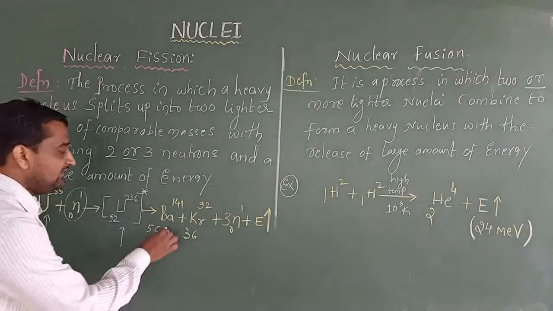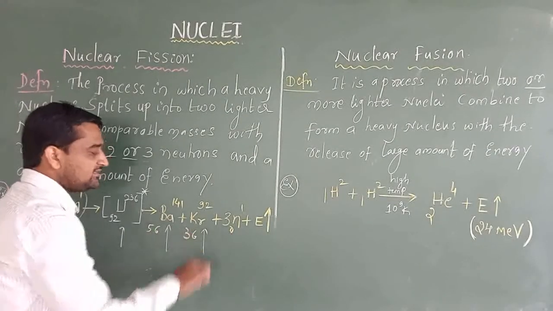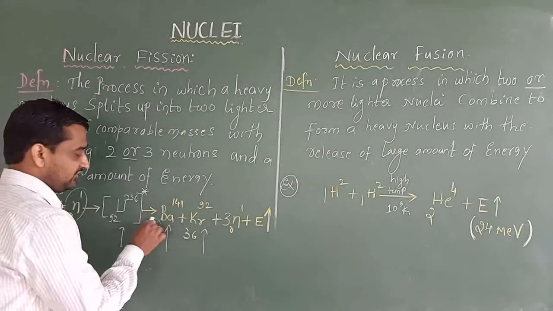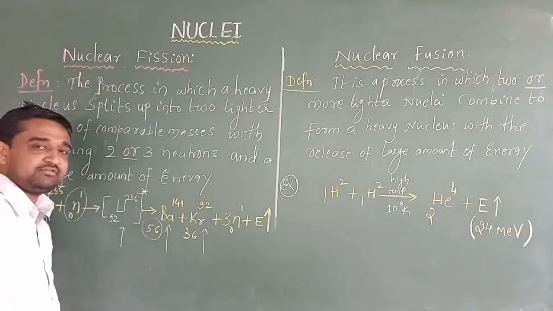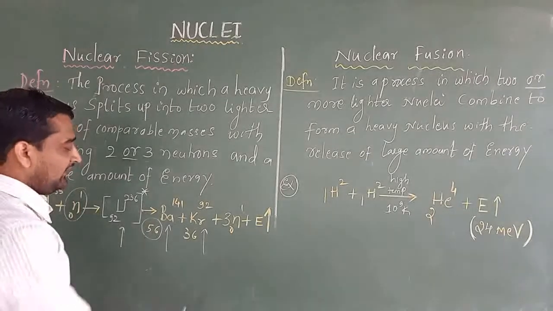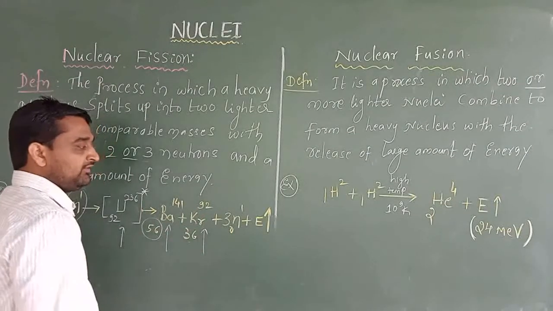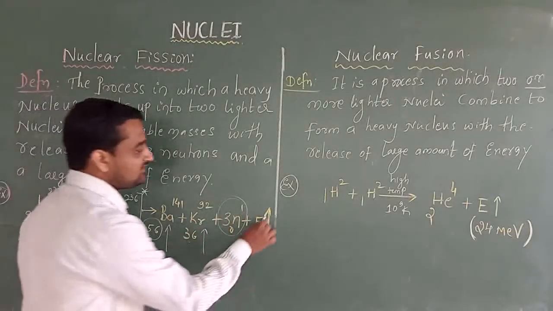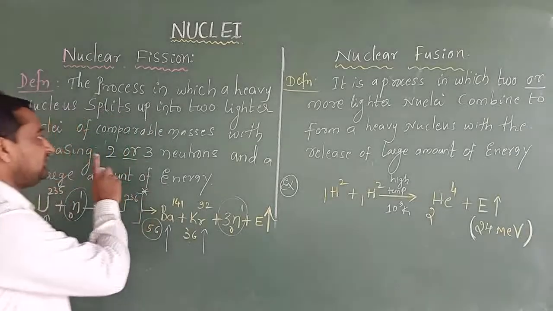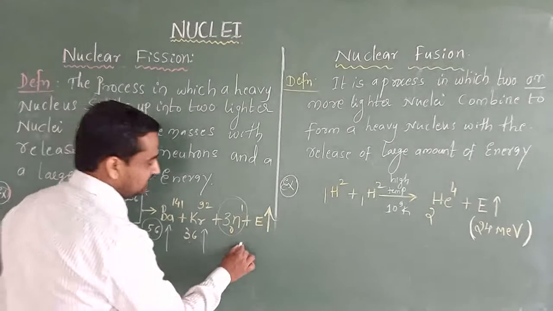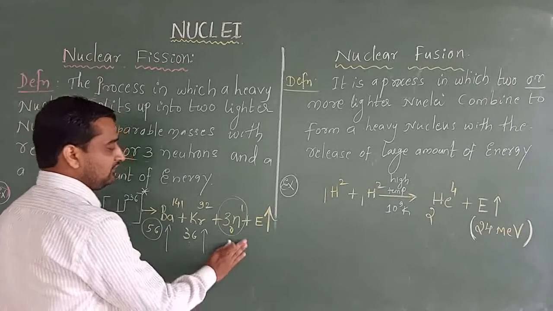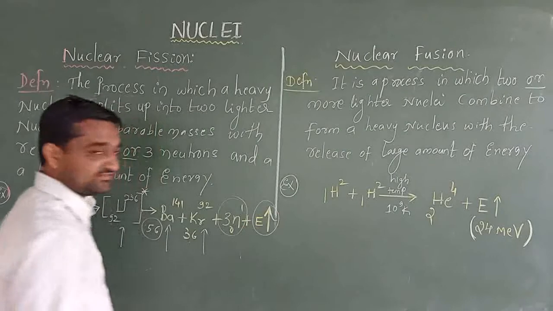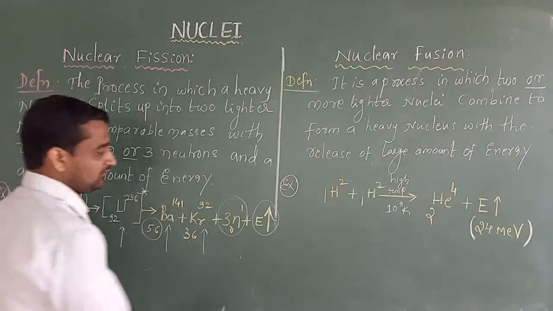So here barium and krypton, two lighter nuclei of comparable masses, are formed. Barium has atomic number 56 and atomic mass number 141, and krypton has atomic number 36 and mass number 92. Three neutrons are released in this reaction, and a large amount of energy is released in case of nuclear fission. Here, how are we going to calculate the amount of energy released in this reaction? We are saying here that a large amount of energy is released.